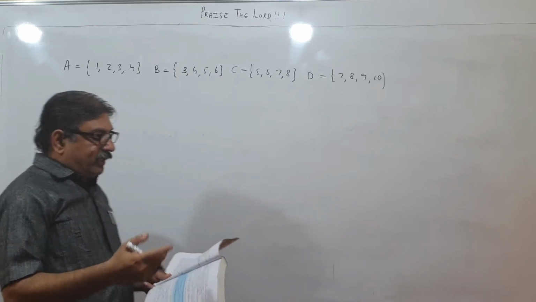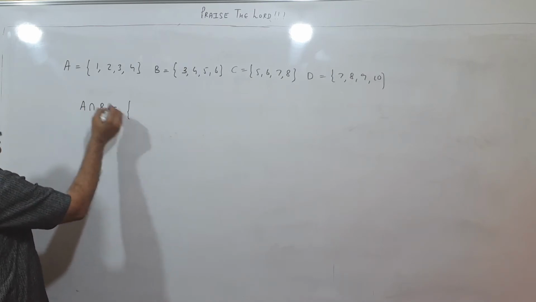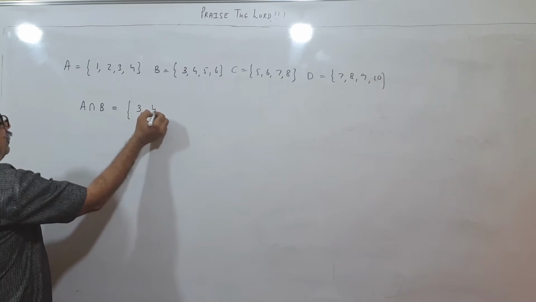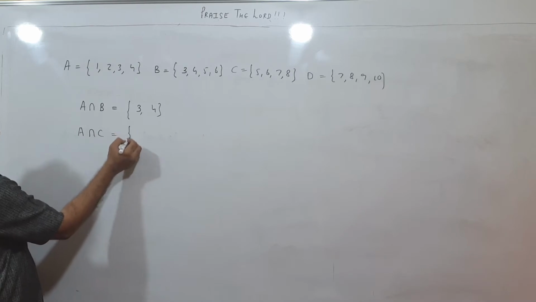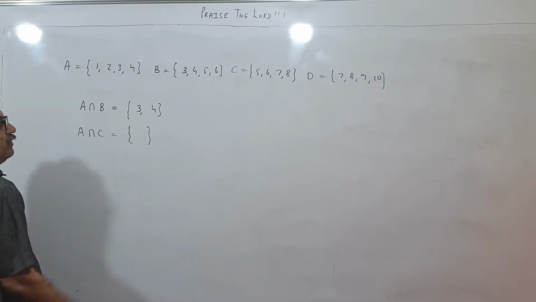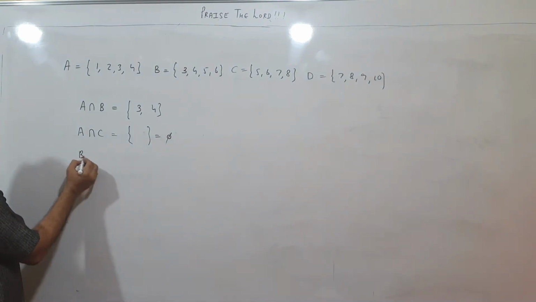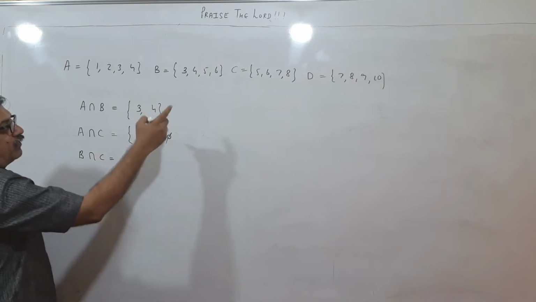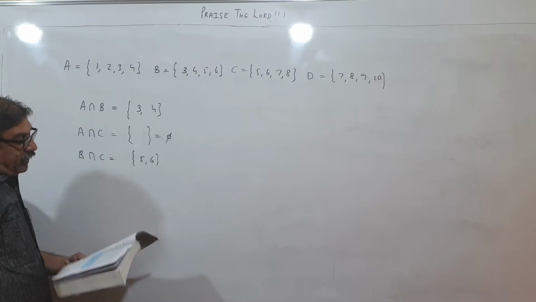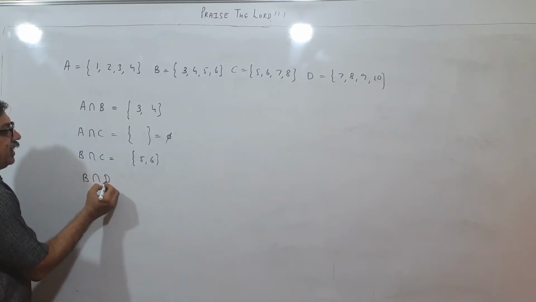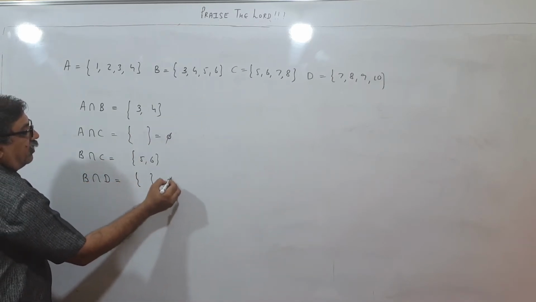Then he says, find the intersection of each of the pairs. So I want A intersection B: common elements of A and B. That will be 3, 4. A intersection C: common elements of A and C. Any common elements? No. Null set. B intersection C: common elements of B and C are 5 and 6. B intersection D: any elements of B and D common? No element common. The answer is null set.